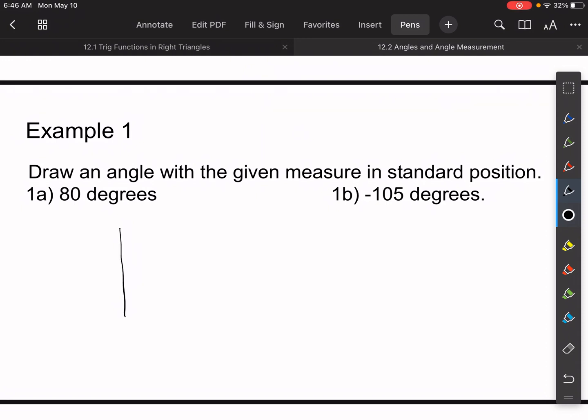Here we go. This is 1A, 80 degrees. I would draw my initial side, and 80 degrees is really close to 90, so I'd do something like that, and I would have that angle there. For example 1B, negative 105 degrees, I always start at the initial position, and then we go this way. That's 90, so I need to go a little further. There we go, something like that, negative 105 degrees.